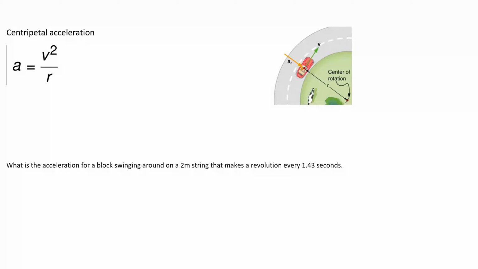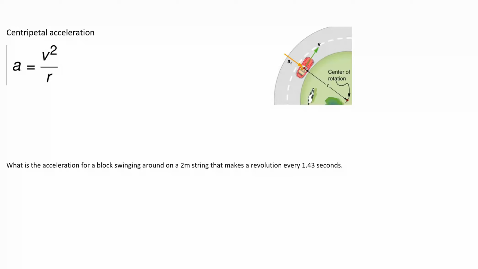To start off, if I'm trying to find the acceleration that any object is going to experience while moving in a circular motion, the equation is just by taking its velocity and squaring it and dividing by the radius of the circle that it's traveling. That's going to be equal to the acceleration that it will experience.